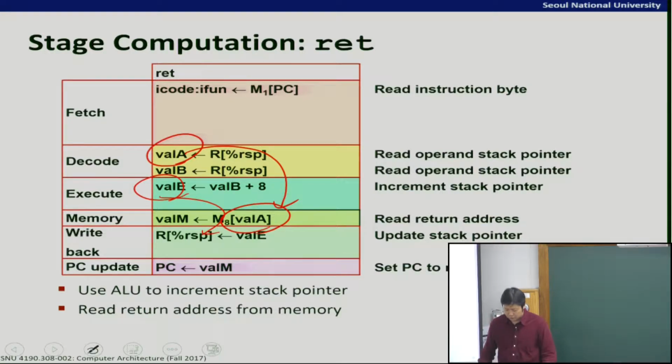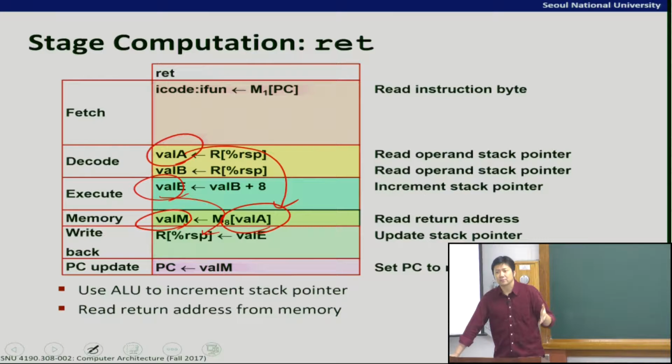Okay. Finally, in PC update stage, you simply update the PC with val m, what's read from the memory, because the return address is placed in the stack, so you have to read it and use it for the next PC.